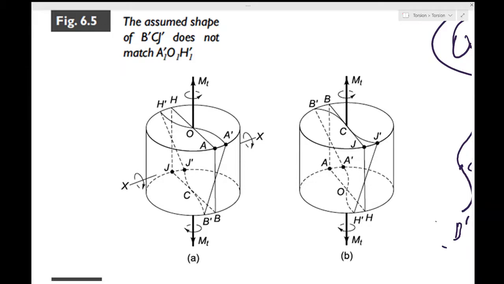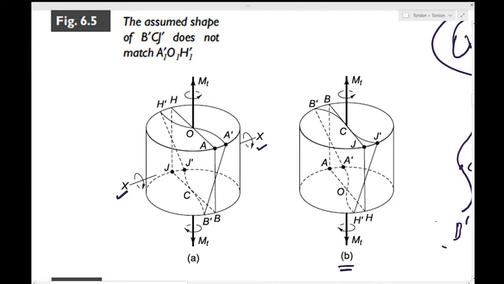Now to see this, we rotate the element in 6.6a about the axis xx. So where is the axis xx? Okay, here it is, which is perpendicular to the element HOABCJ. Now after a rotation of 180 degrees, the element is upside down as is shown in figure B.